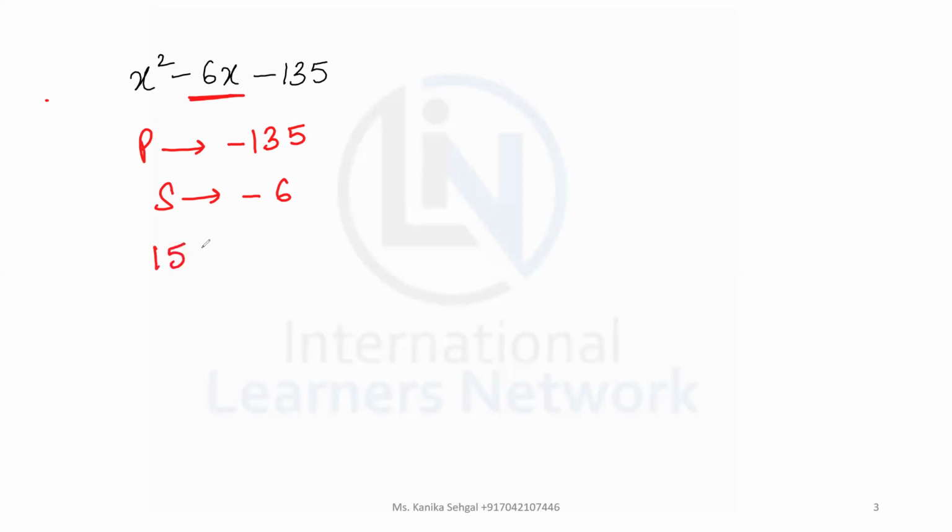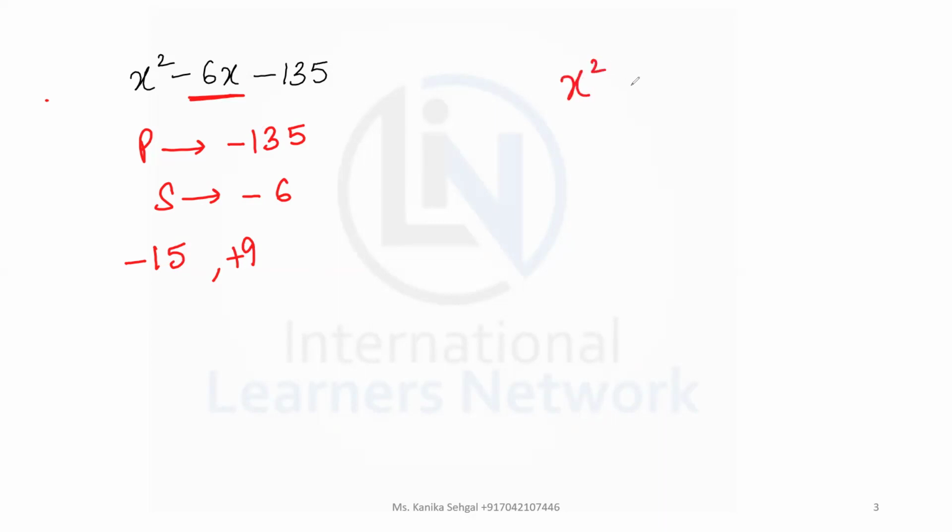We know 15 times 9 will give us the product 135. But we want negative 135 as the product. So which one should be negative? The bigger one, that is 15, should be negative because we want the sum to be negative 6. That is why we're going to take negative 15 and positive 9. So we are going to split this minus 6x and write it as minus 15x plus 9x.